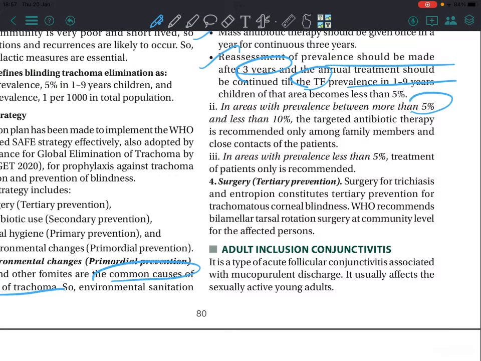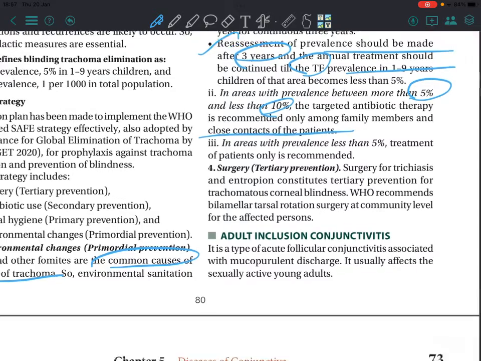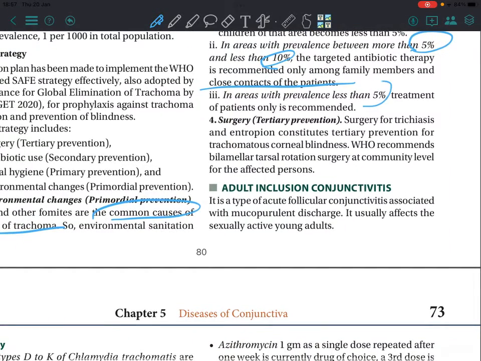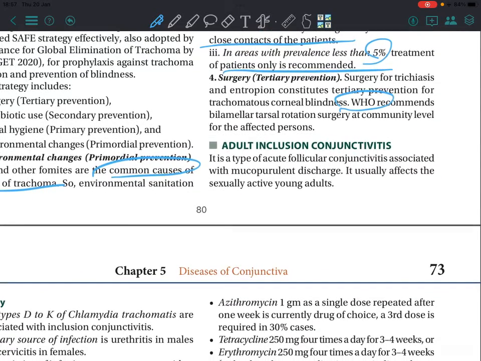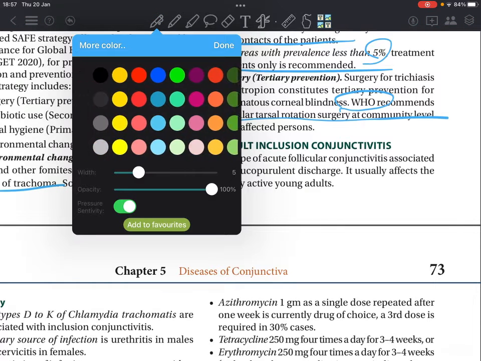In areas with prevalence between 5 and 10%, targeted antibiotic therapy is recommended only among family members and close contacts of patients. In areas with prevalence less than 5%, treatment of patients only is recommended. Surgery. WHO recommends bilateral tarsal rotation surgery at community level for affected persons.